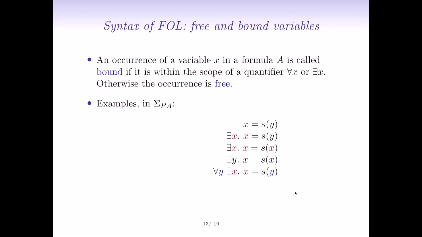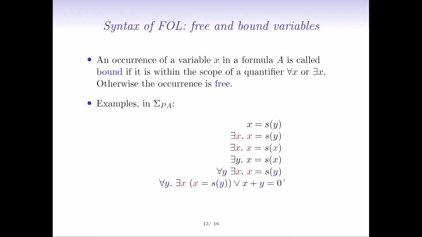Here's an example with two quantifiers. For all y, exists an x such that x equals sy. In this example, the occurrence of x is bound by this exists x, and this y is bound by the for all y. So this is an example of a formula with two different bound variables.